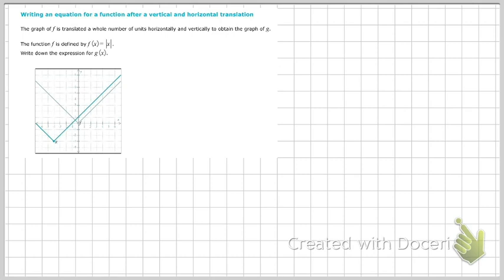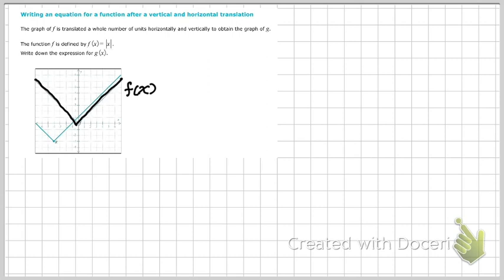So this is saying, if you take time to read this, if you need to pause it and read it, you can try that. And what this is saying is f of x is equal to the absolute value of x is my initial function. And that's this one here. So I'm given that. That is f of x. We'll say that that is f of x. And it's the absolute value of x.